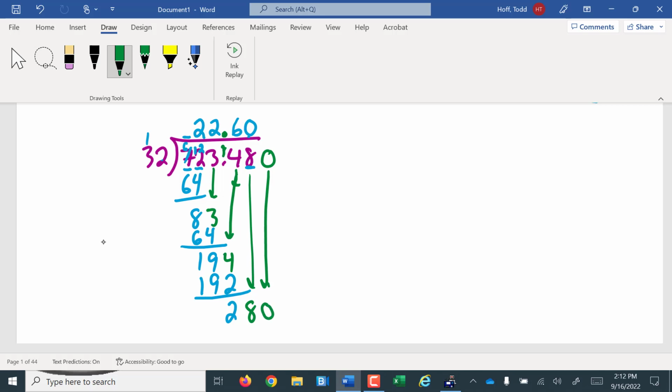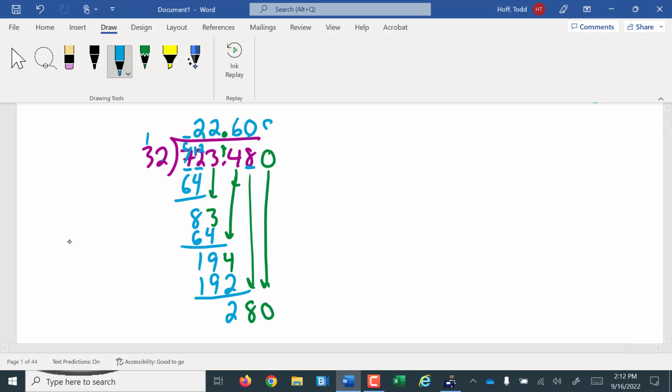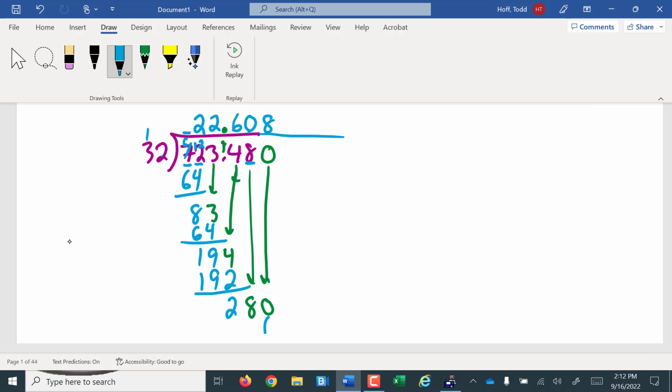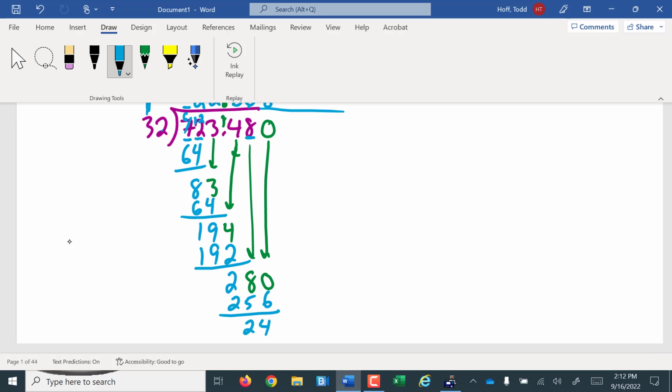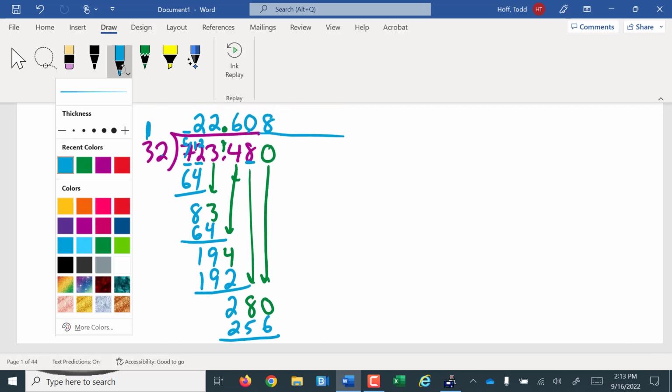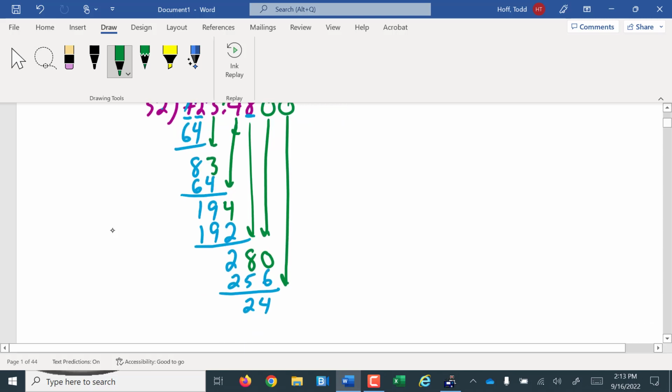Does 32 go into 280? A couple of times. Let's see. I think 9 would be too big. Let's try 8. So 8 times 2 is 16. 6, carry the 1. 8 times 3, 24 plus 1 is 25. So yes, we have 24 left over. Now we said we wanted it to the nearest thousandth, so that's the thousandths place. Can we stop there? No. What do we have to do? Add another 0, bring it down.